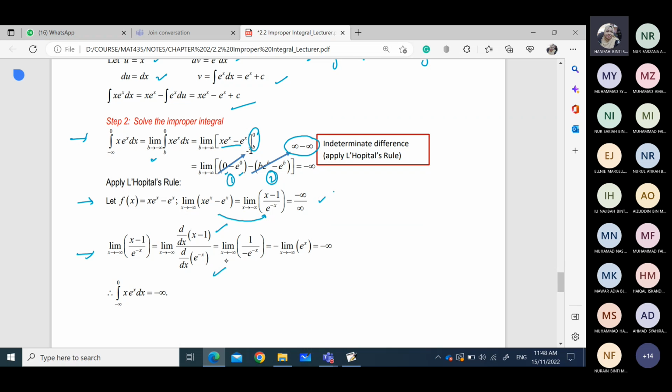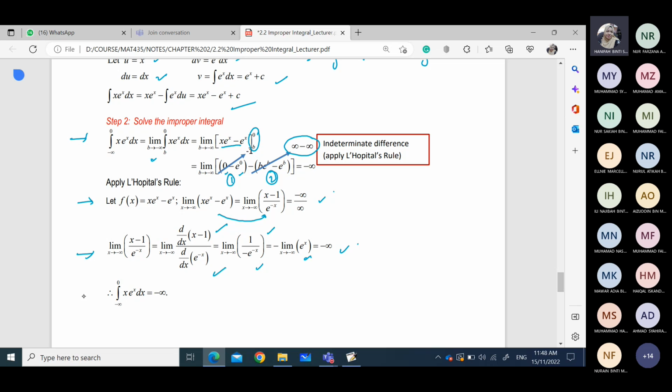So after we apply L'Hopital's rule, we have the limit as x approaches negative infinity for 1 over negative exponent of negative x. Okay, so we simplify inside here. Then here we have the limit as x approaches negative infinity for exponent of x. So finding the limit, we have negative infinity. Okay, boleh?